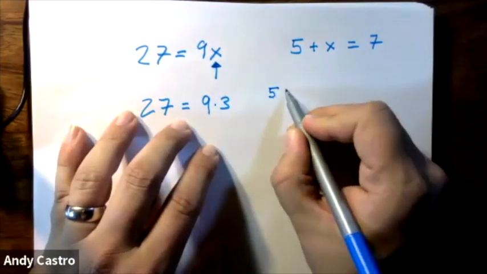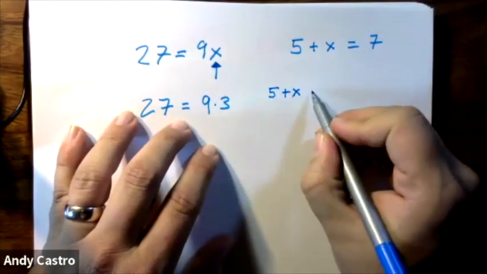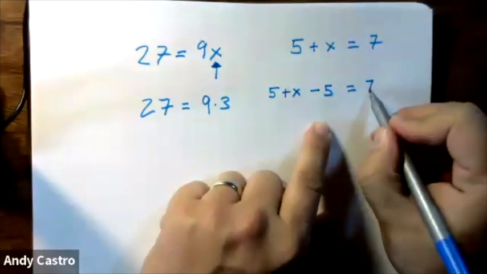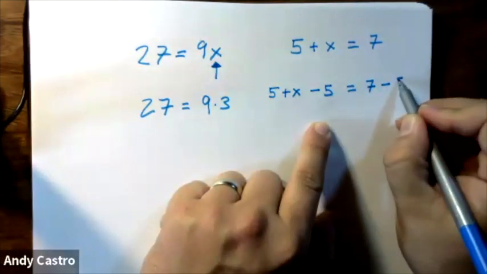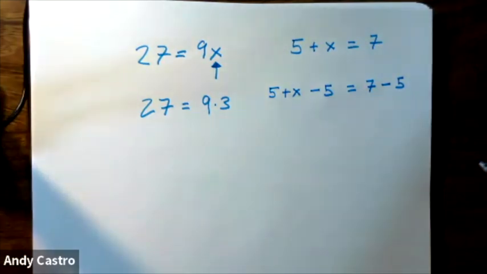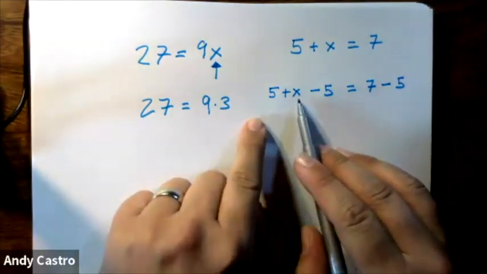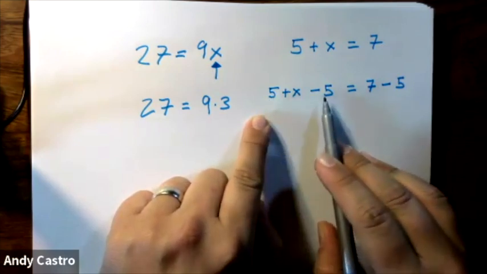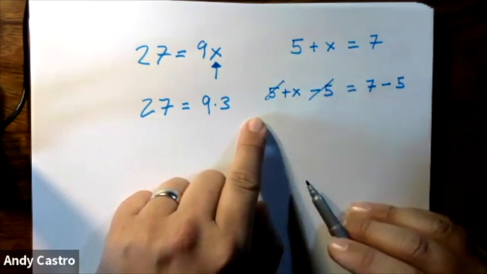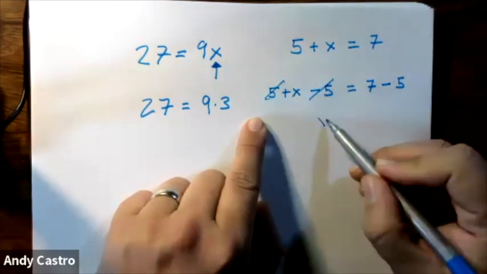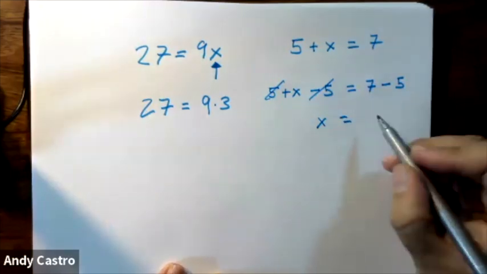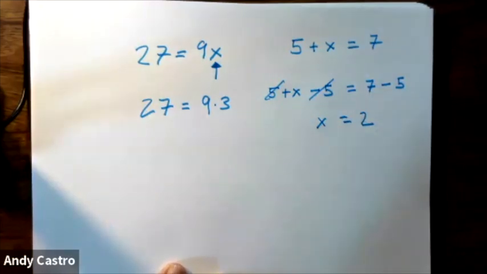So I have 5 plus x. Now I'm going to subtract 5 from the left, and I'm going to subtract 5 from the right. So 5 plus x minus 5. The 5 minus 5 are going to cancel each other, and I'm left with x. And here, the 7 minus the 5 is going to give me a 2.